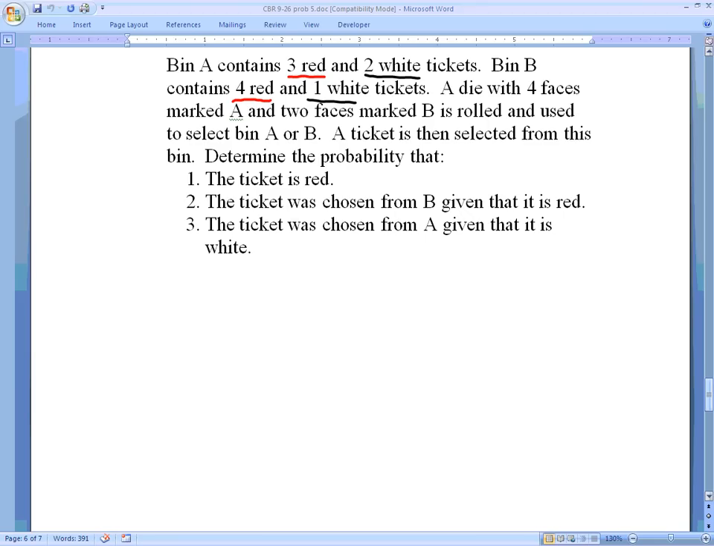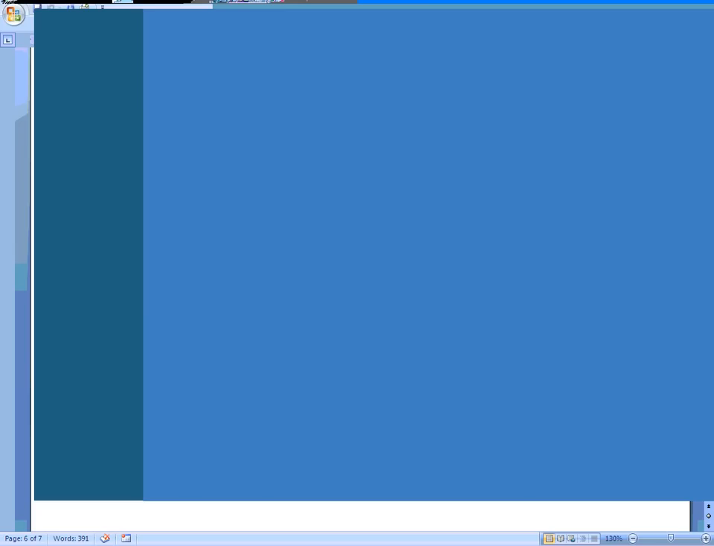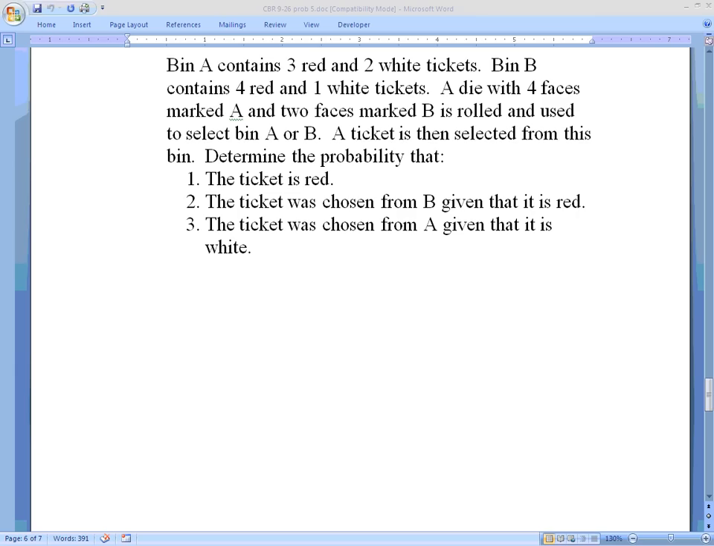A die with 4 faces marked A and 2 faces marked B is rolled. We're then going to select a ticket from the bin, either A or B. We want to determine the probability that it is red, determine that the ticket was chosen from B given it's red, so on and so forth. Well, the first thing we need to start with is actually a diagram of some sort. And where we're pulling out tickets and rolling dice and things like that, that's a very typical tree diagram problem. Lots of actions. It's usually when it's categories that we use the Venn diagrams, actions we use the tree.